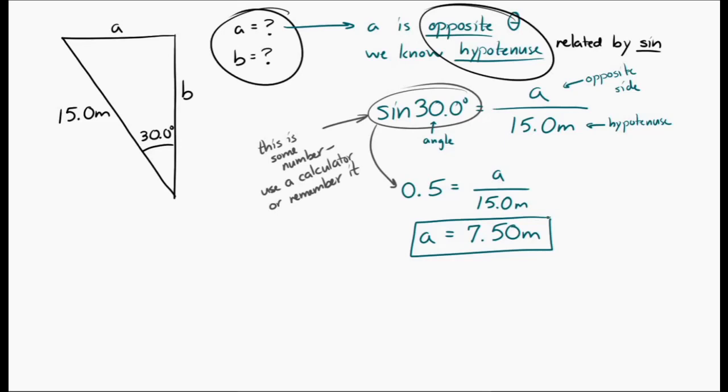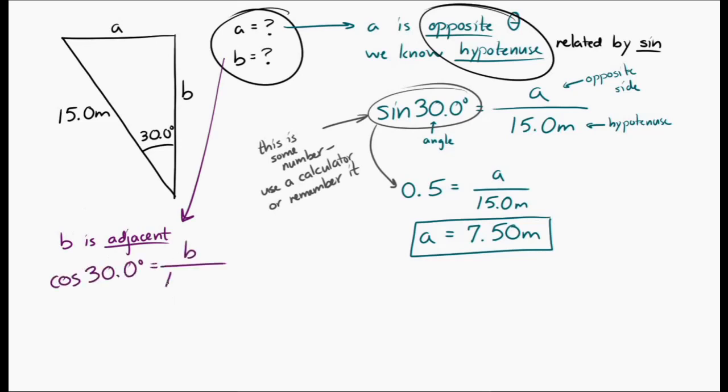And now we can figure out the length of B, because the cosine of 30 degrees is equal to the adjacent over the hypotenuse. And the adjacent side is B. So we have this equation, and now we can solve for B. The calculator will tell you that the cosine of 30 degrees is equal to the square root of 3 over 2. There we go. So B is equal to 13 meters.